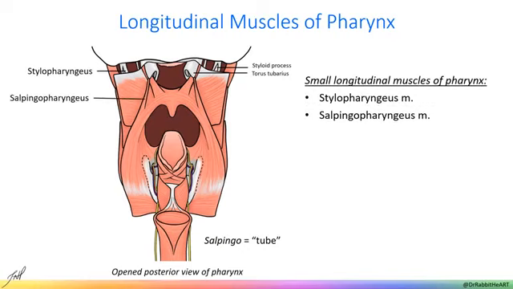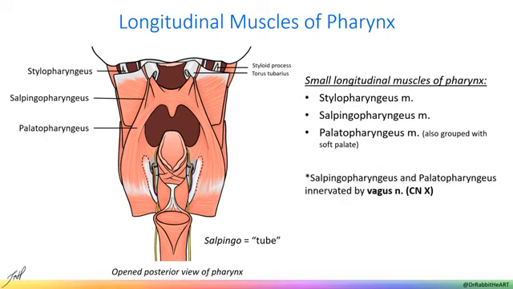Salpingopharyngeus extends from the torus tubarius to the palate, while palatopharyngeus forms an arch in the back of the oral cavity. Note that sometimes palatopharyngeus is grouped with muscles of the soft palate. Collectively, these muscles function to elevate the larynx and shorten the pharynx during speaking or swallowing. All muscles of the pharynx are innervated by the vagus nerve, cranial nerve 10, except stylopharyngeus, which is innervated by the glossopharyngeal nerve, or cranial nerve 9.